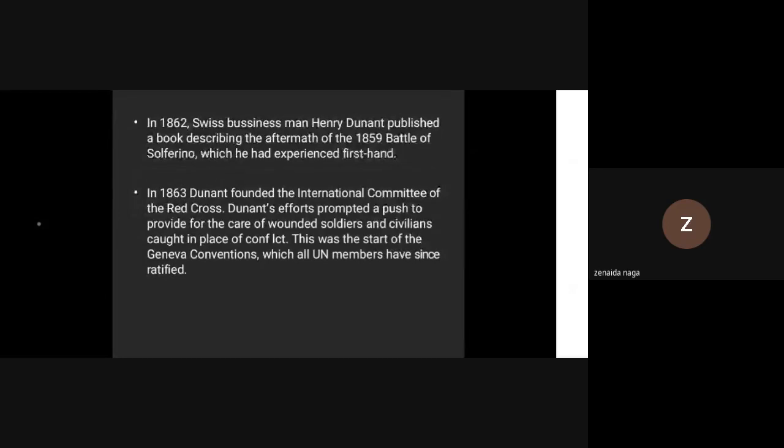Swiss businessman Henry Dunant published a book describing the aftermath of the 1859 Battle of Solferino, which he had experienced firsthand. He wrote that the soldiers were left wounded in the field with no medical care after the battle had ended. Dunant managed to organize the local population into providing assistance to the sick and wounded.